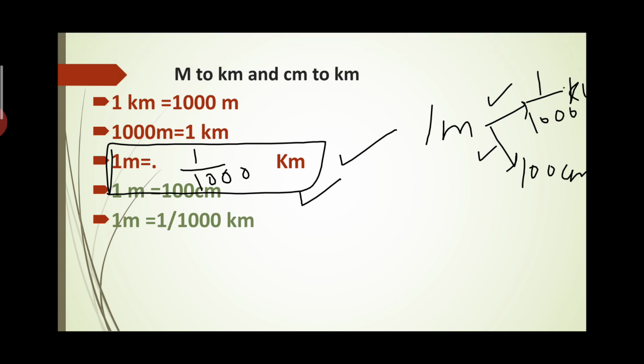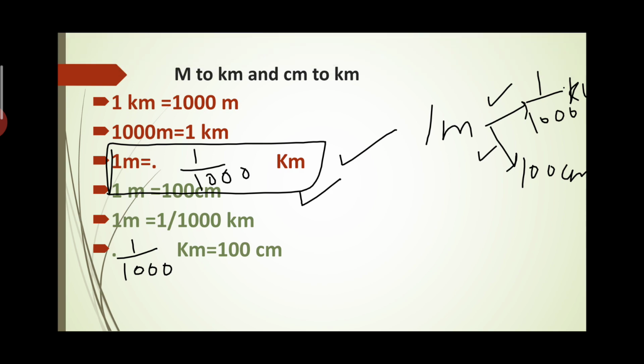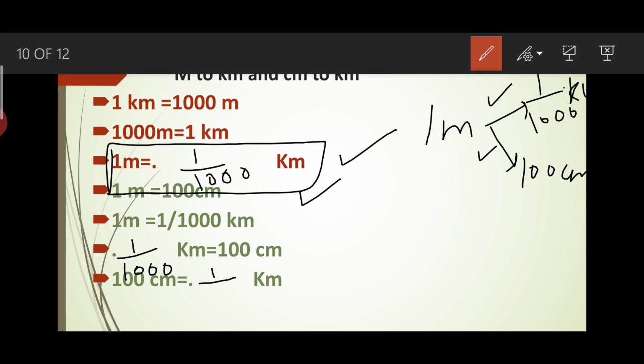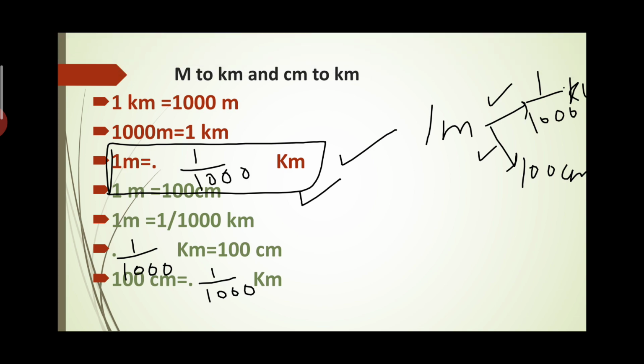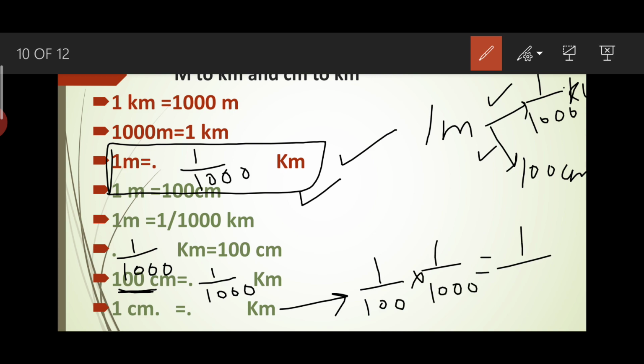ओके, सो व्हाट वी हैव डन हेयर, दैट इज़ 1 upon 1000 किलोमीटर इज इक्वल्स टू 100 सेंटीमीटर. इसको हम उल्टा लिख सकते हैं कि 100 सेंटीमीटर इज इक्वल्स टू 1 upon 1000 kilometer. Now applying unitary method, 1 centimeter, अगर 100 सेंटीमीटर की वैल्यू 1 upon 1000 है किलोमीटर, तो 1 सेंटीमीटर की कितनी होगी, 1 upon 100 into 1 upon 1000, that means 1 upon 1 lakh किलोमीटर.